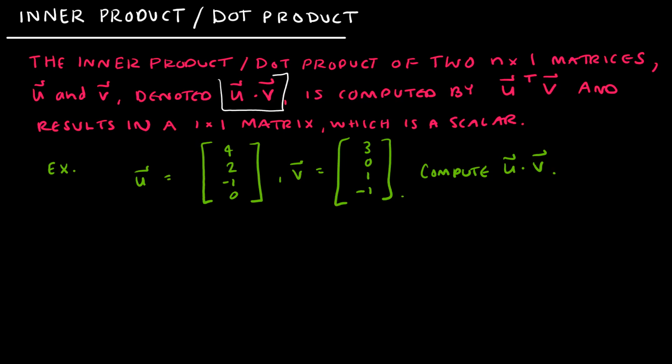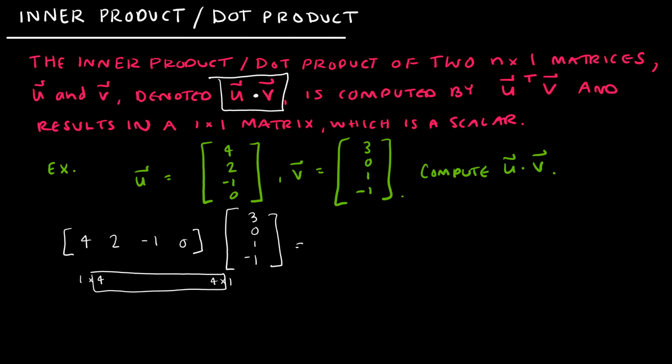First of all, I want you to note the notation. We just have the dot in between. That's to denote that we're finding the inner product or dot product. And again, if we're finding u times v, or the dot product of u and v, then I'm going to be thinking about this as 4, 2, negative 1, 0 times 3, 0, 1, negative 1. And if you'll notice, this is a 1 by 4, and this is a 4 by 1, and that means, yes, they can be multiplied, and the result is a 1 by 1 matrix.